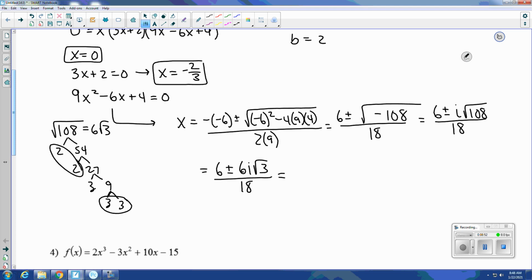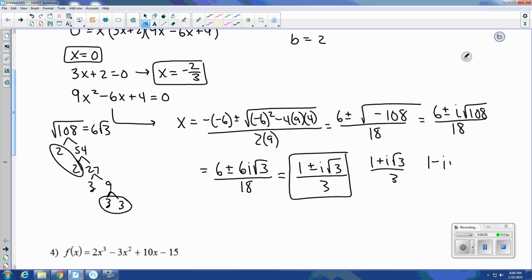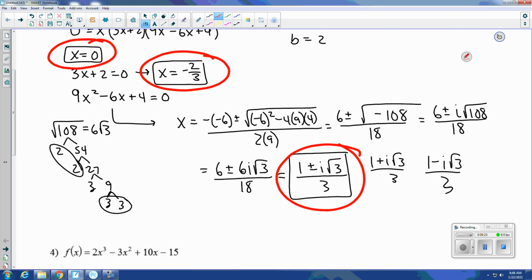Now, the 6's and the 18 are all divisible by 6, so let's do that. So 1 plus or minus i square root of 3 over 3. There are 2 solutions there. Again, we have 1 plus i root 3 over 3 and 1 minus i root 3 over 3. Oh, 3. So we have 4 solutions. 1, 2, 3, 4. This was a quartic.